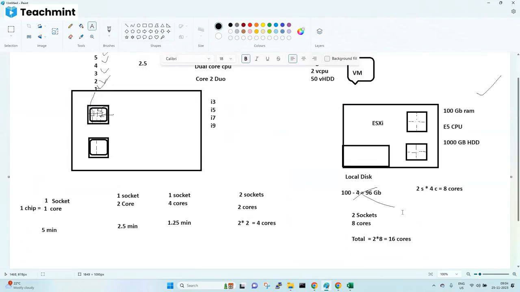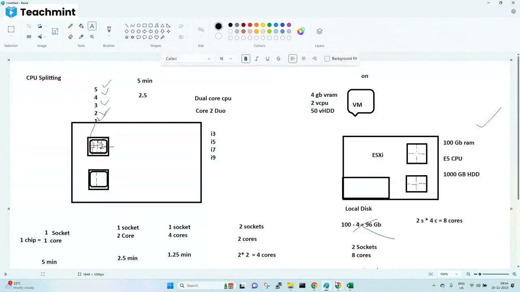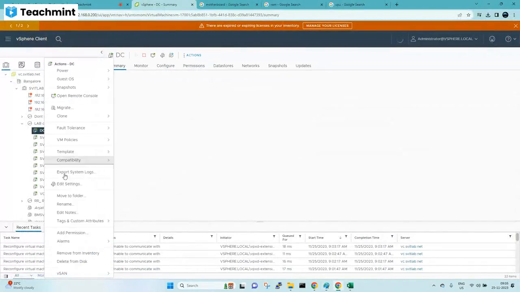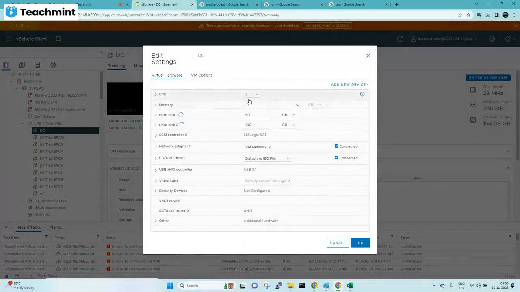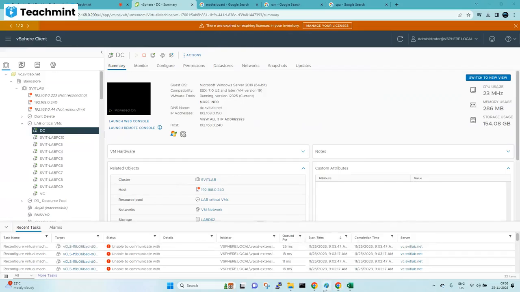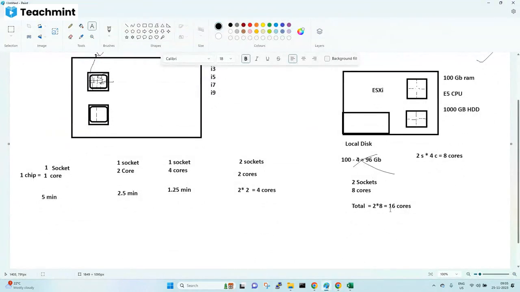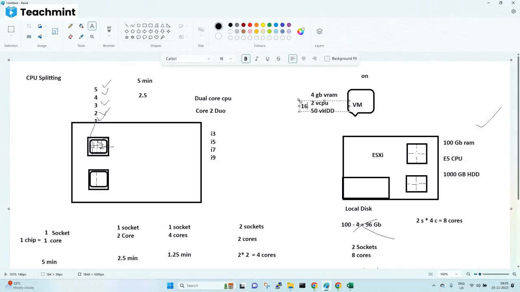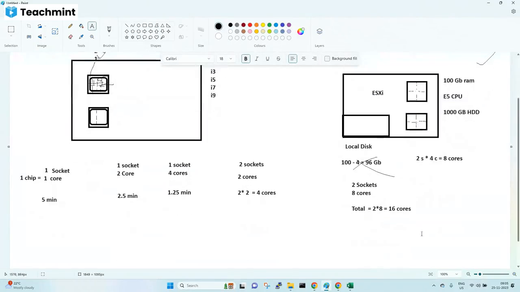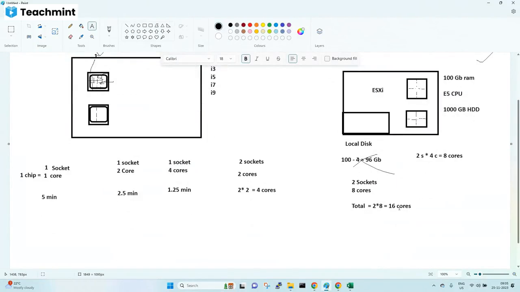Clear? So this core refers to one virtual CPU. On a virtual machine, if you go to Edit Settings, you are able to assign 2 CPUs. That means it has 2 cores. Up to 2, you can assign maximum 16. In this server, maximum 16 processors you can allocate to a single VM, because 16 cores are available on the ESXi host. Clear? Maximum 16 virtual processors on a virtual machine on this specific ESXi host as of now. Okay.